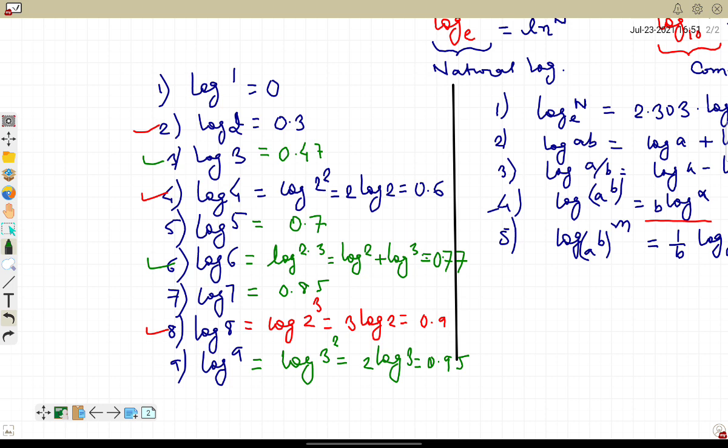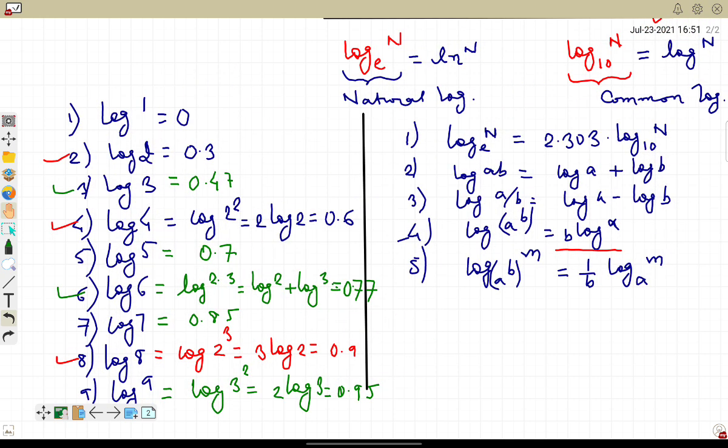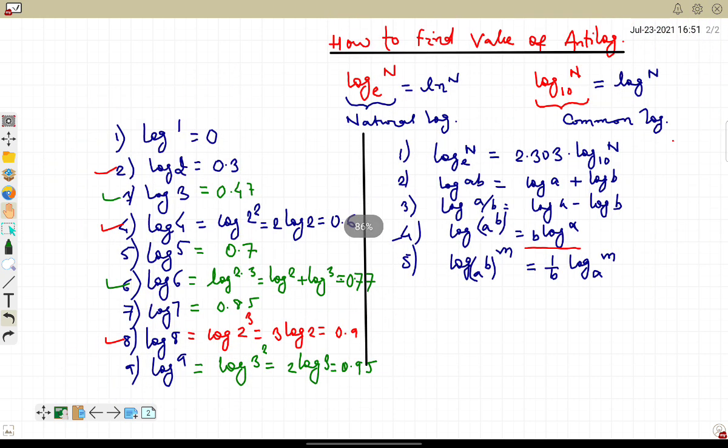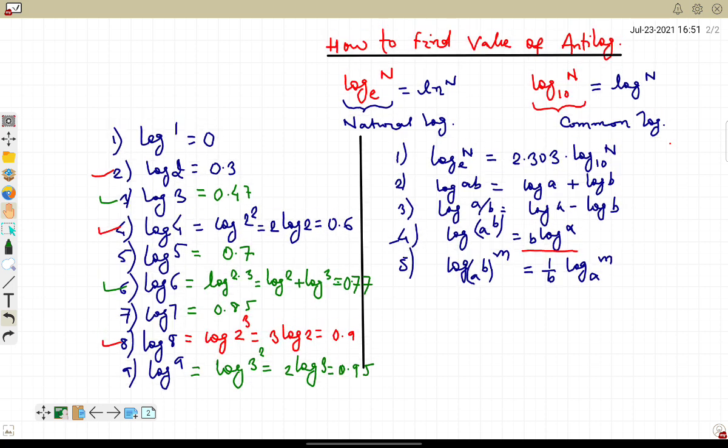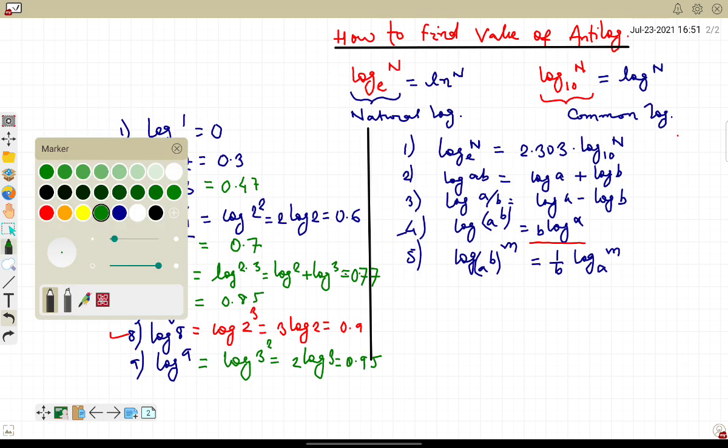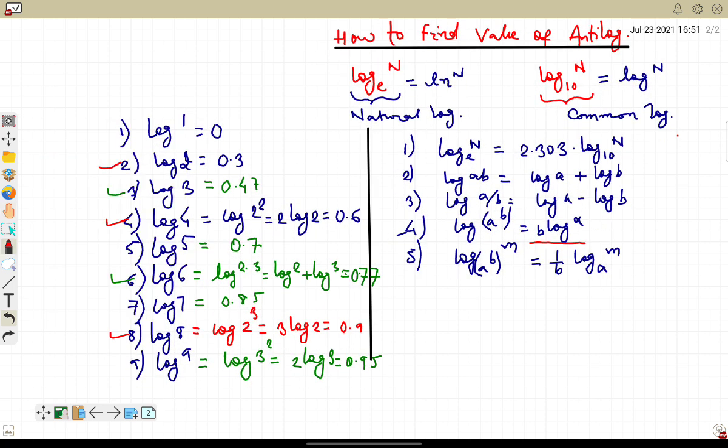I have discussed log 1, log 2, log 3, log 4. If m varies from 1 to 9 or 10, then our log value varies from 0 to 1. You can observe from this, 0 to 0.95. So first of all, try to remember all these formulas and values. Once you remember these, you can find the anti-log of any number. So I give some example questions on how we can find the value of anti-log using only this concept.